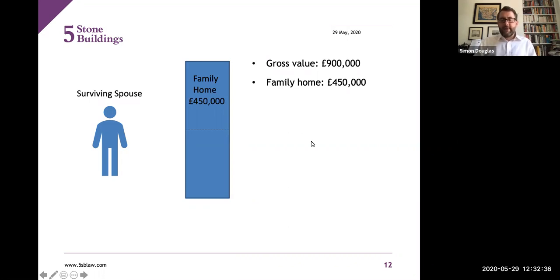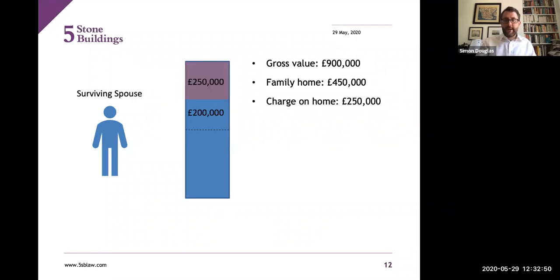But let's also say that there is a nil rate band discretionary trust, which is being constituted by a charge or by appropriating a share of this family home. So the charge on the home is worth £250,000. This is the liability to the trustees of the discretionary trust, but its effect has been to reduce the surviving spouse's equity to a mere £200,000. That is the surviving spouse's equity in the family home.